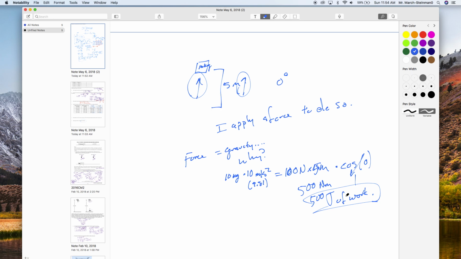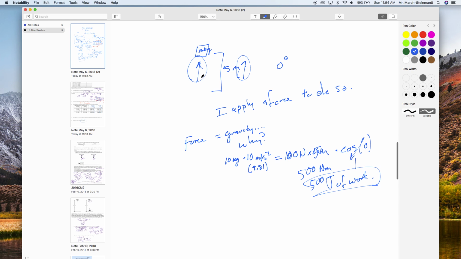And so in general, the idea is that my force has to at least be equal to the force of gravity. If I apply a force bigger than that, I'm going to be accelerating upward. I will do more work. But in this situation, all we know is I'm lifting the box. I'm not necessarily accelerating it.